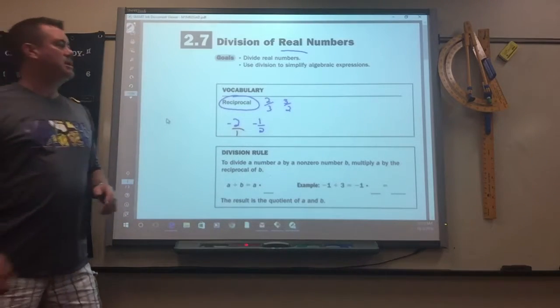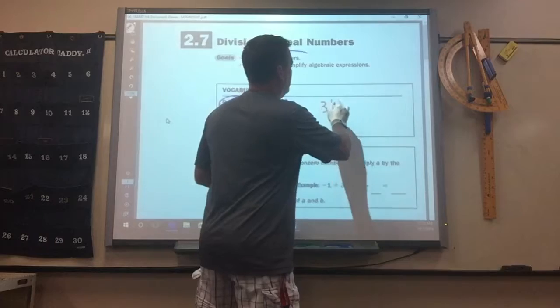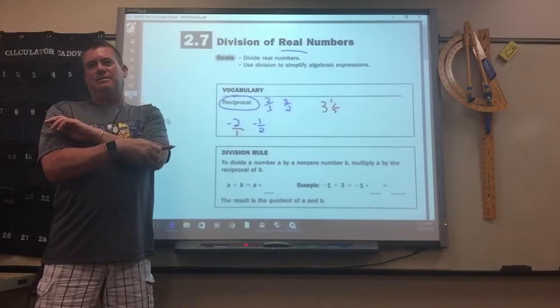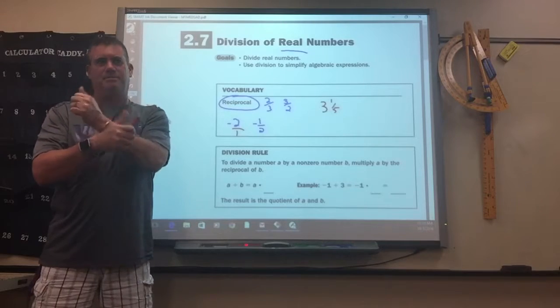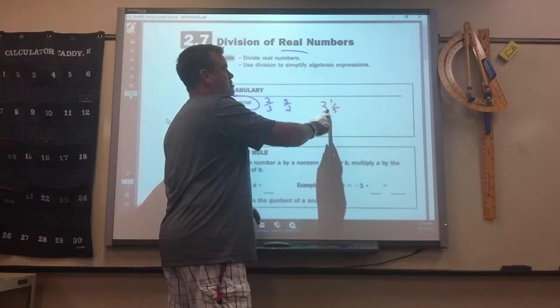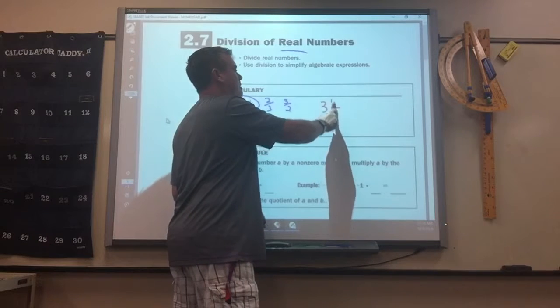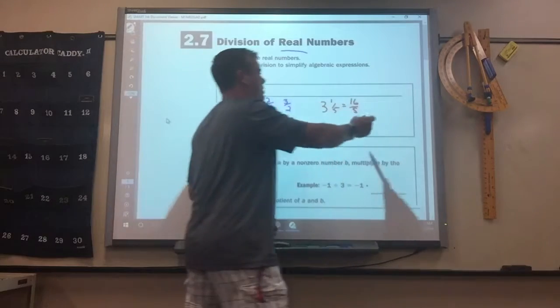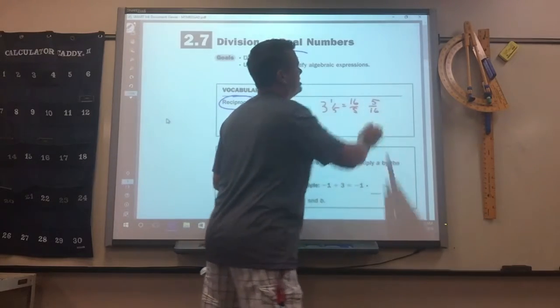If it's a mixed number, 3 1/5, what's the reciprocal of that? You have to make it into an improper fraction first. So you take 3 times 5 is 15 plus 1 is 16/5, and then you flip it, so it'd be 5/16.